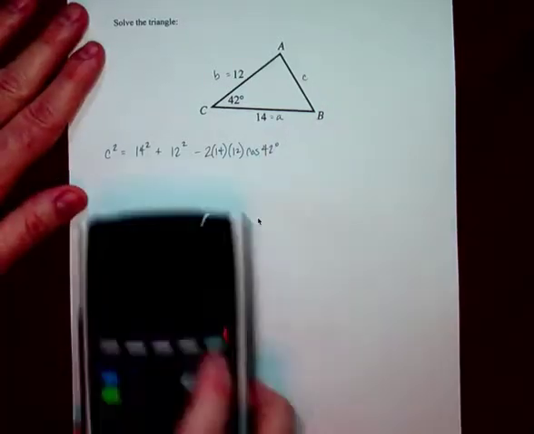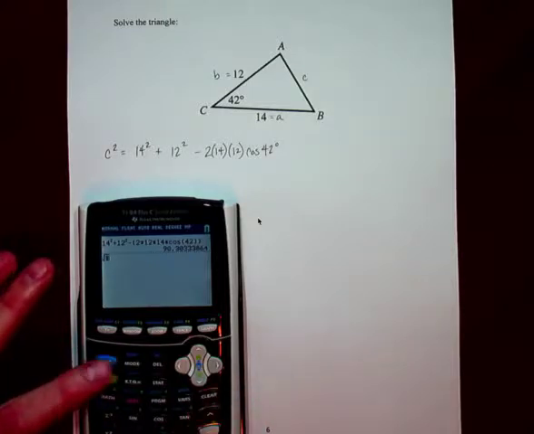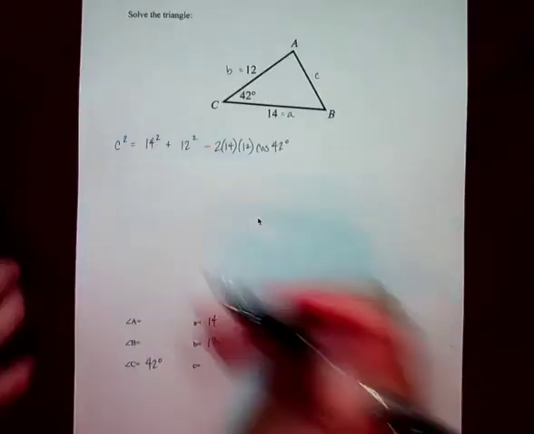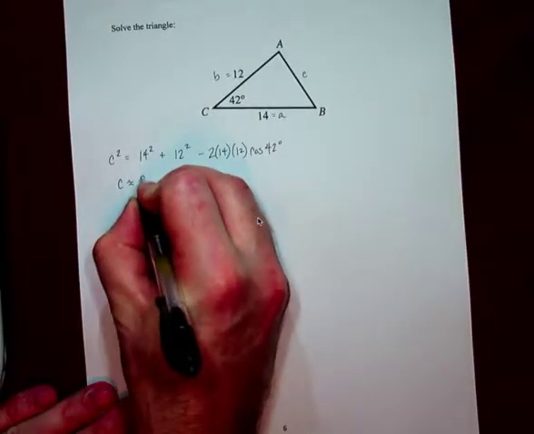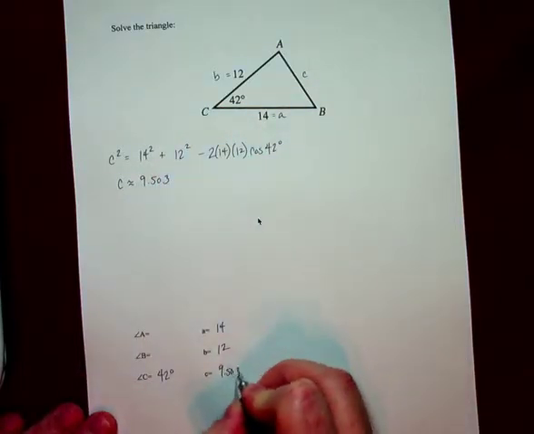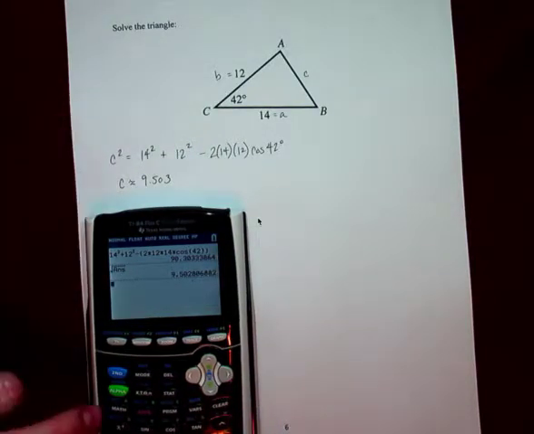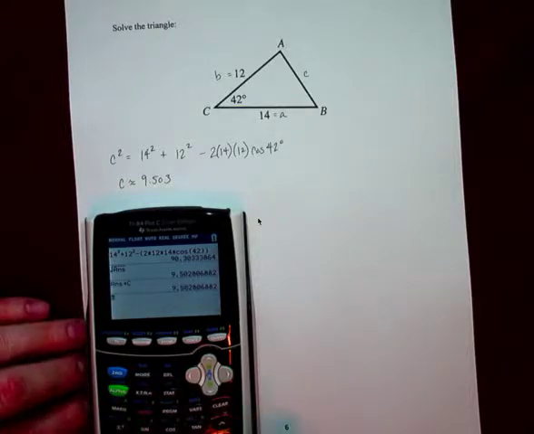Okay, well let's actually see how that works out. All right, we have 14 squared plus 12 squared minus 2 times 12 times 14, and I got those out of order, but it doesn't really matter. Multiplication is commutative. And the cosine of 42. Now, that's what C squared is. So let's go ahead and take the square root of that, and C winds up being approximately 9.503. Now, what would probably be a good idea is let's go ahead and store that in for C.